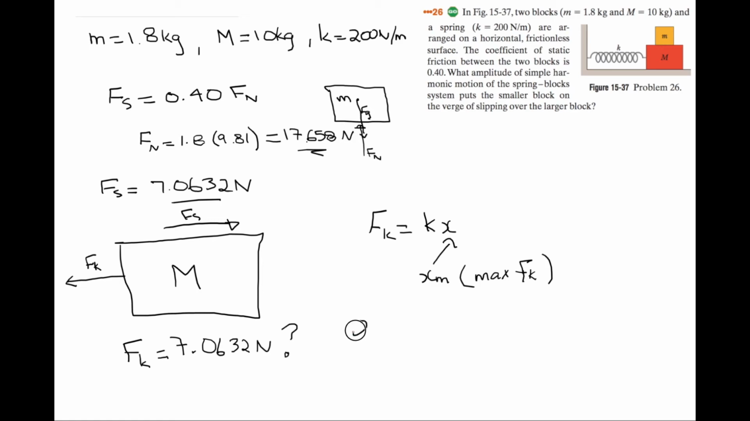we have k, 200, times the amplitude equal to 7.0632. Then our amplitude is equal to 0.03532 meters, which is 3.53 centimeters.